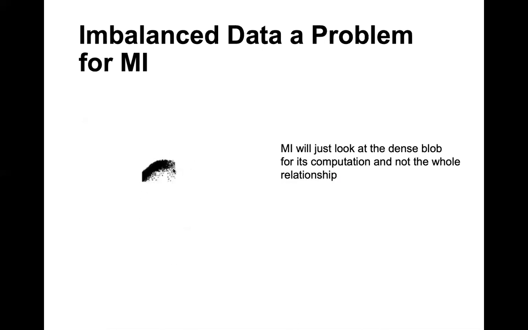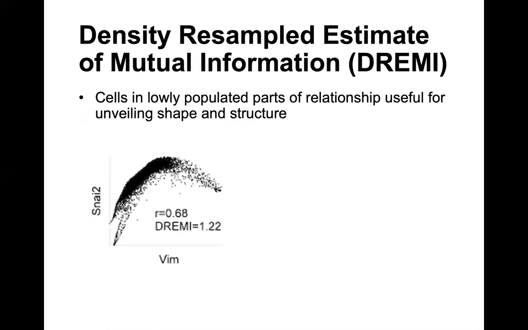the mechanisms as well. So in order to address that, back in my postdoc, I developed this measure called DREMI, which is a density resampled or reweighted, in the way that it's implemented, estimate of mutual information. The idea behind this is that cells in lowly populated parts of relationships are useful for unveiling relationship structure.